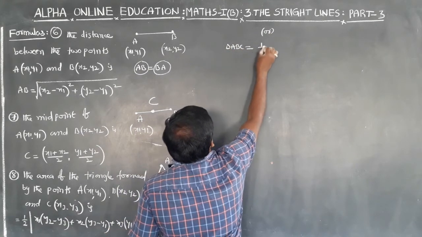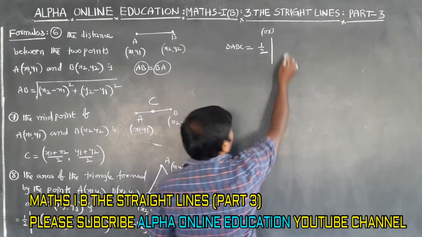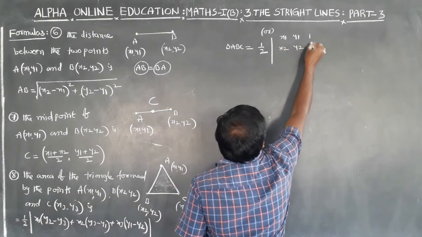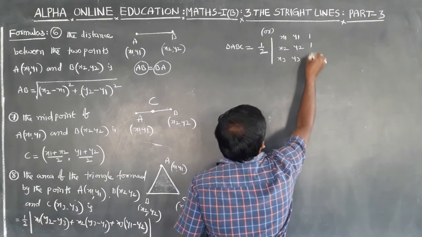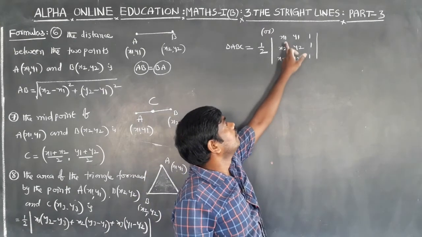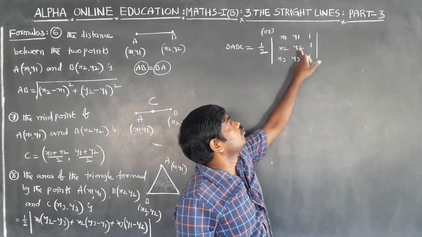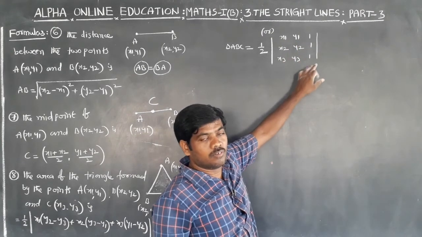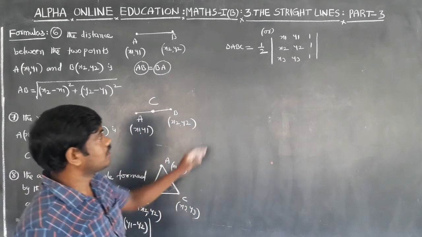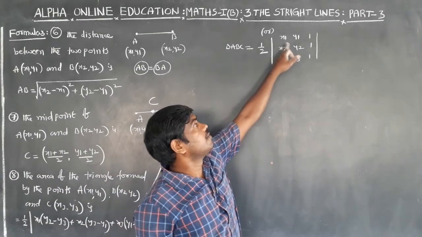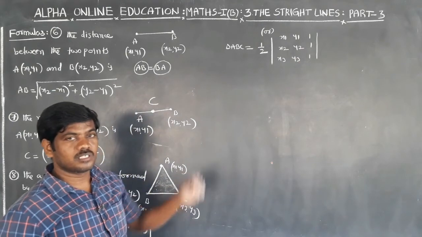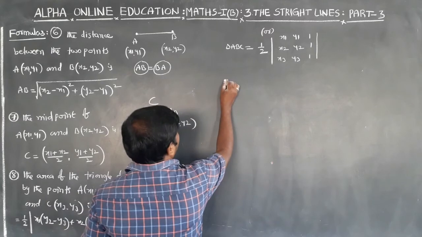Or another formula: the area of triangle ABC is equal to half of mod of the determinant with rows x1 y1 1, x2 y2 1, x3 y3 1. Mod means determinant value. This is the area of the triangle formula.